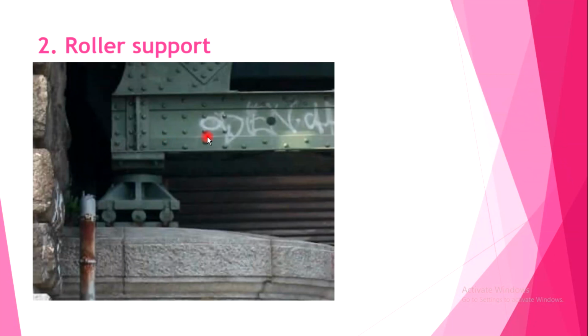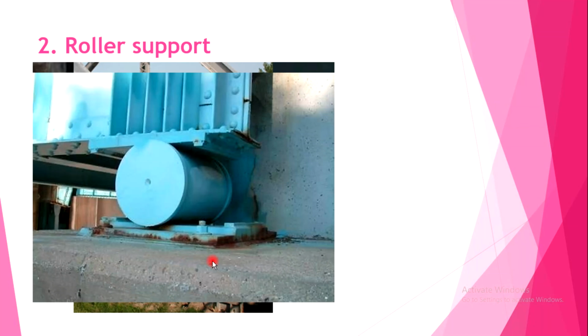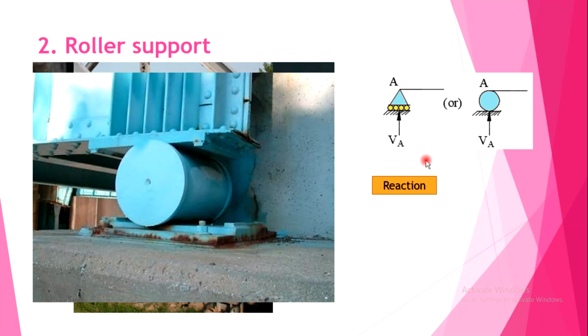The second type of support is roller support. Take a look at this figure. Here we have a steel girder which is placed on the pier with a roller support. This type of support is commonly used in bridges and flyovers to account for thermal expansion. Here also the deck slab is supported by the roller, and here also the same thing. So this is what we call roller support. We can show the roller support like this or like this also.